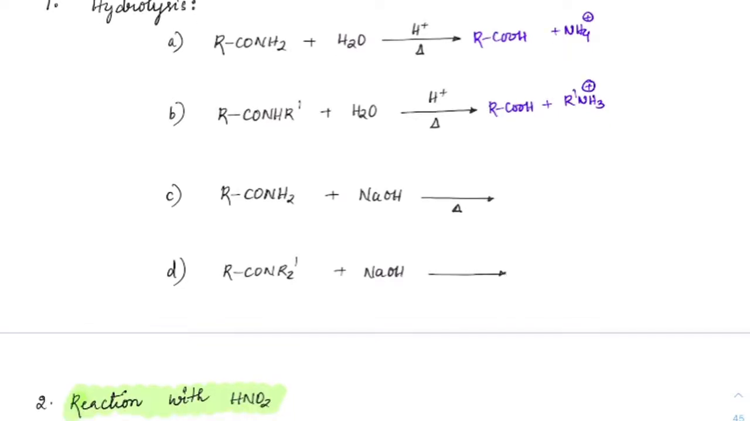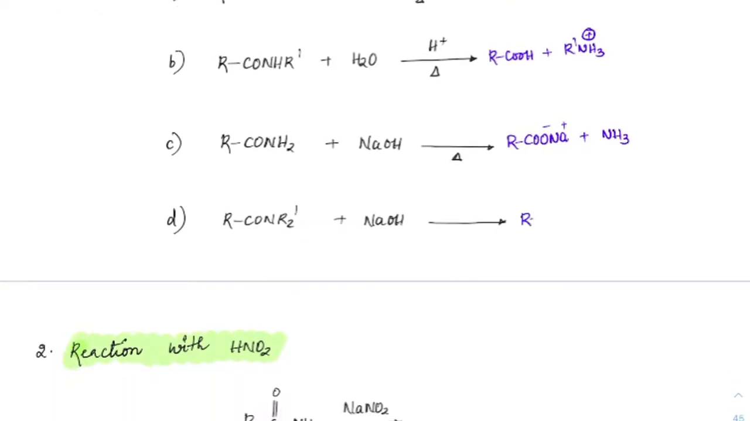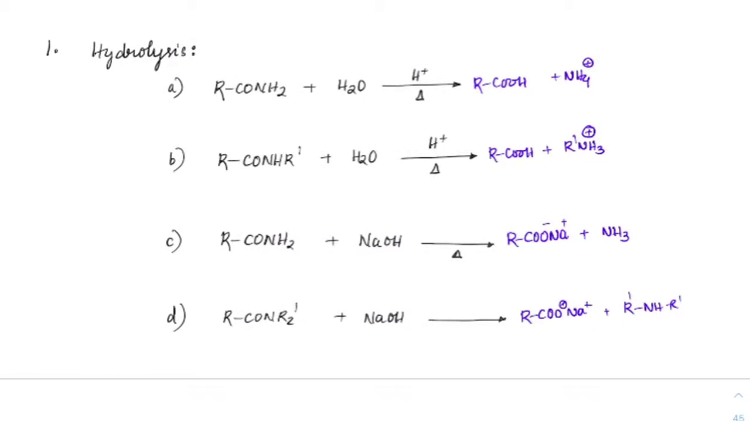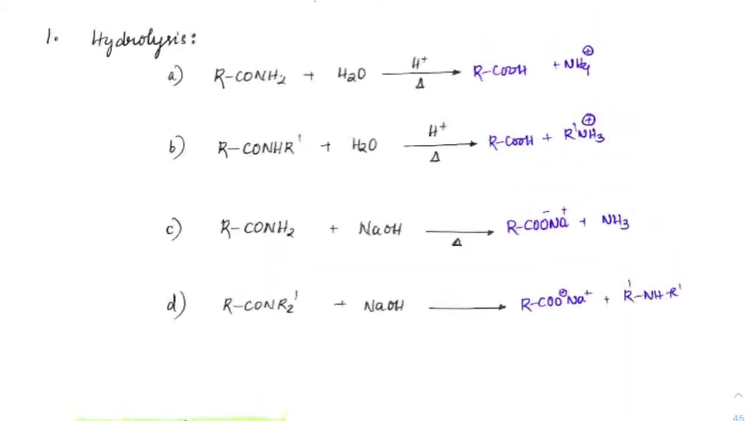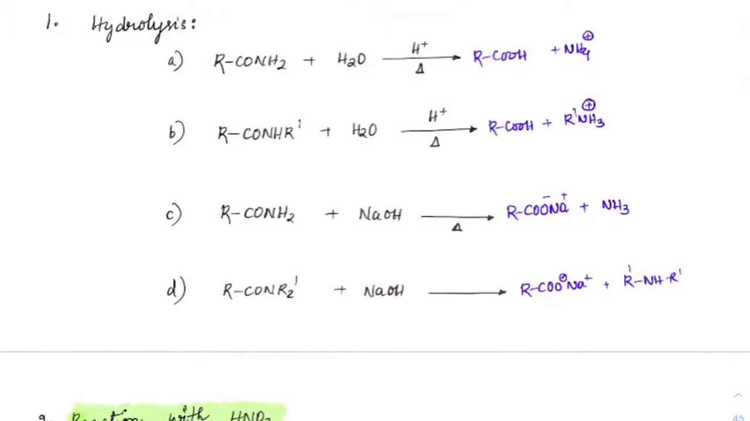Next, in basic medium, we will have the salt formation RCOO minus Na plus, and this will be released as ammonia. Here also we will have RCOO minus Na plus and R'R'NH. These are the product formations. This is done by hydrolysis. I hope that there was no issue here. Just the hydrolysis, as in you break the bond, make this an acid, this an amine. That's all.